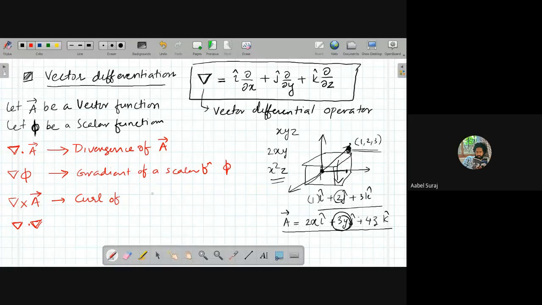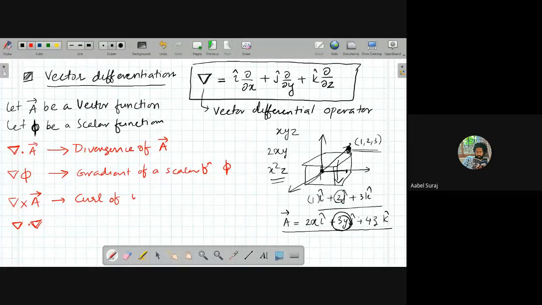We'll discuss this in detail, the physical significance of this, in electrodynamics. When you study Maxwell's equations, you'll get the idea of what it actually means. Since I'm discussing mathematical methods, I'll just mention this only.